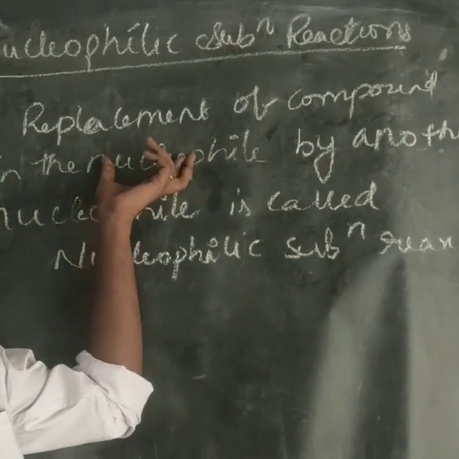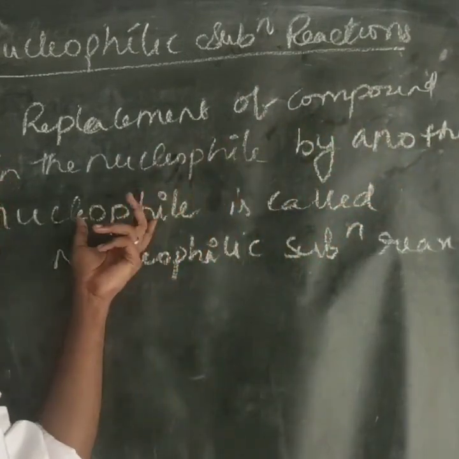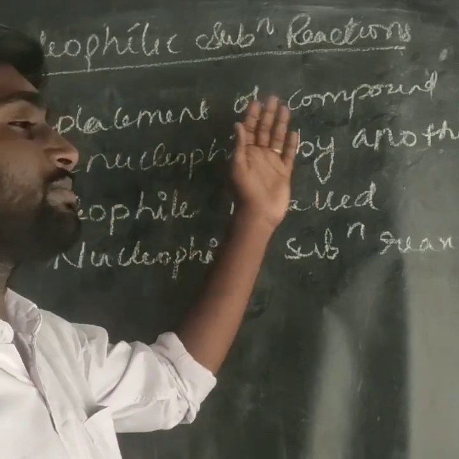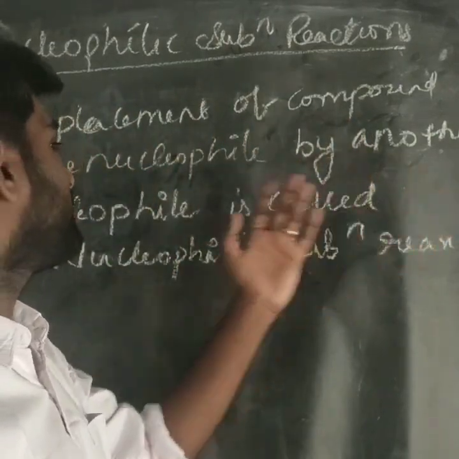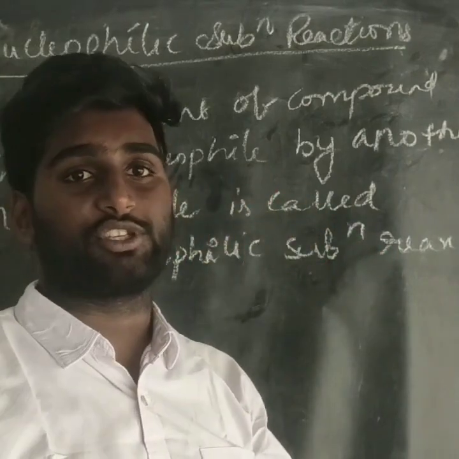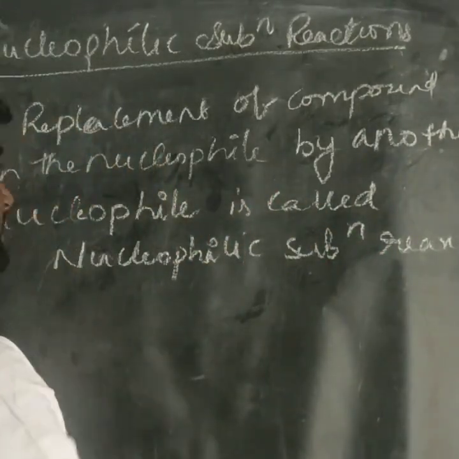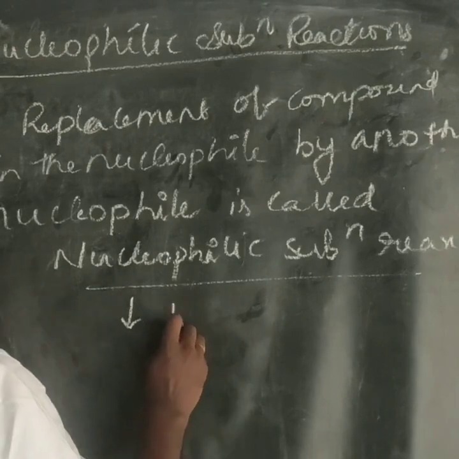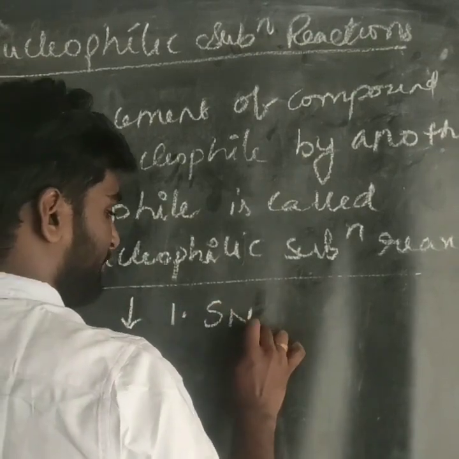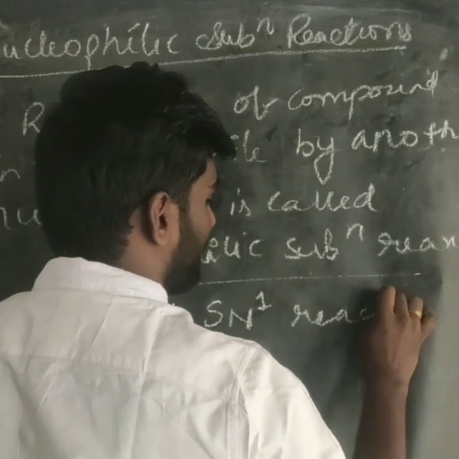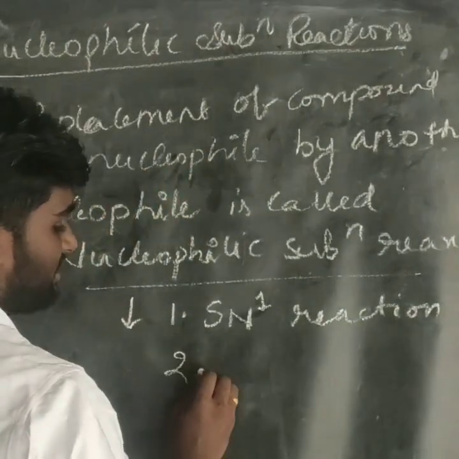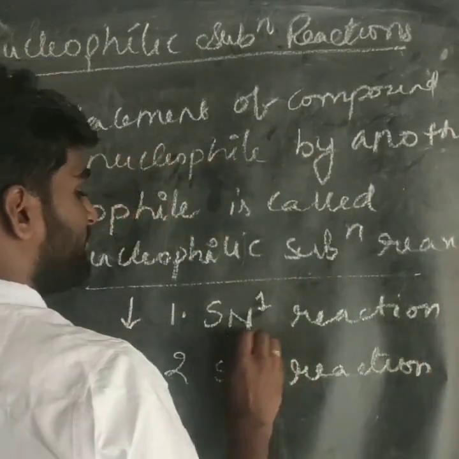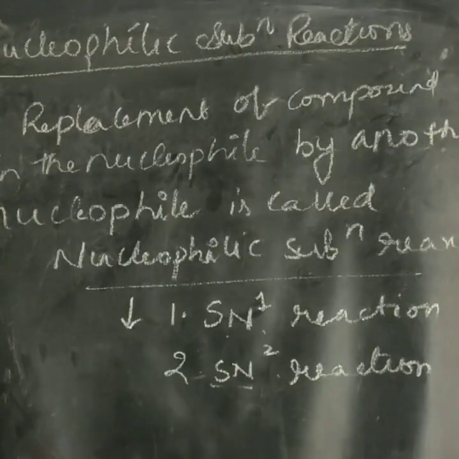So if the nucleophile here is replaced with another nucleophile, we call it a nucleophilic substitution reaction. So replacement of the nucleophile in a compound by another nucleophile is called nucleophilic substitution reactions. In this type there are two types of nucleophilic reactions: one is the SN1 reaction, and the second one is the SN2 reaction.